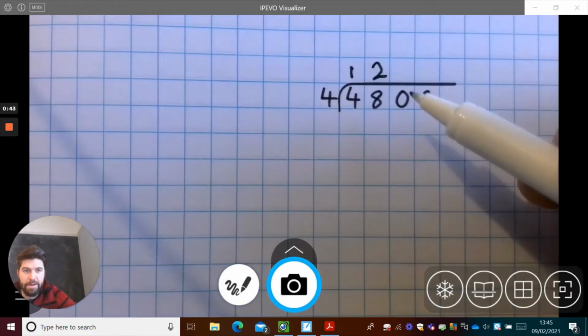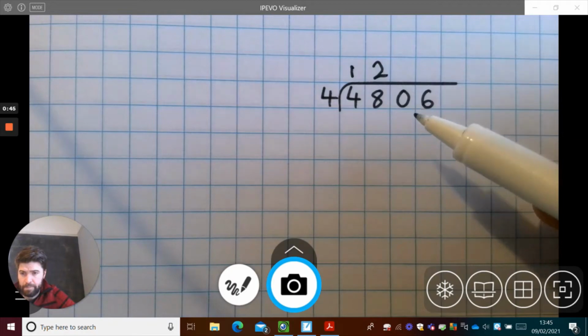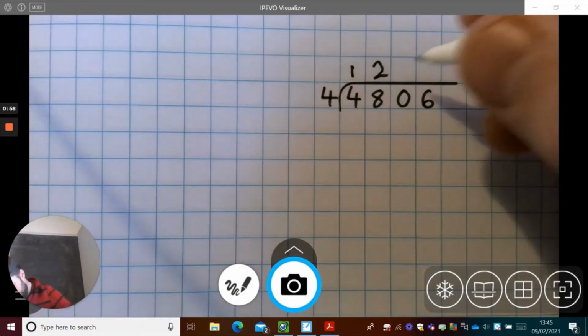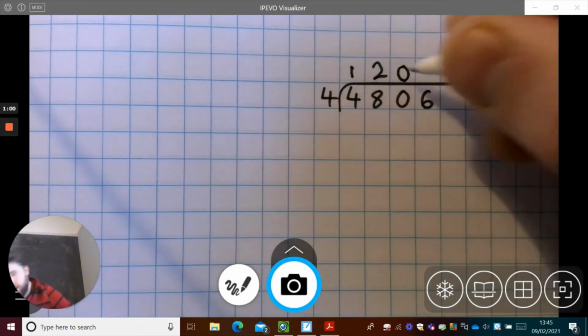Now then, how many 4s can I make with 0? None. If I've got no sweets, how many groups of 4 can I make? None. If I've got no cabbages, how many groups of cabbages can I make? None. 0 means I can't make any, so I must put in there that I can make no groups.